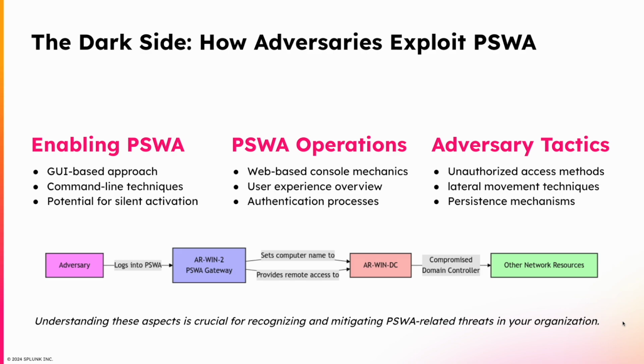So it gives them unauthorized access to one-to-many lateral movement. They can do different types of persistence this way. It's pretty sneaky. And so the little diagram here is basically going to be our demo. It's going to highlight logging into PSWA on one machine, changing the computer name to connect to a remote machine, and then running commands on that remote machine.